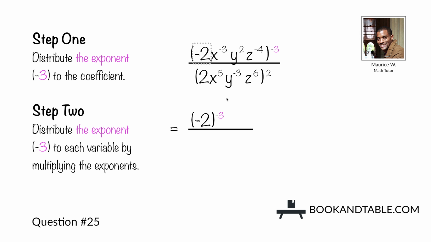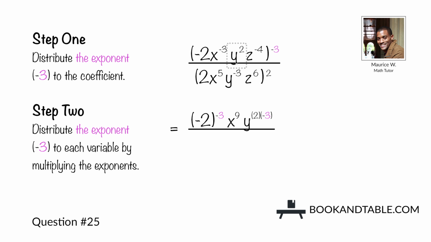Step 1, distribute the exponent negative 3 to the coefficient in the numerator, negative 2. Since this is a negative exponent, we'll leave that there for a moment. Step 2, distribute the exponent negative 3 to each variable inside of these parentheses right here by multiplying the exponents. So x to a power of negative 3 to a power of negative 3 is equivalent to x to the power of negative 3 times negative 3. Negative 3 times negative 3 is positive 9.